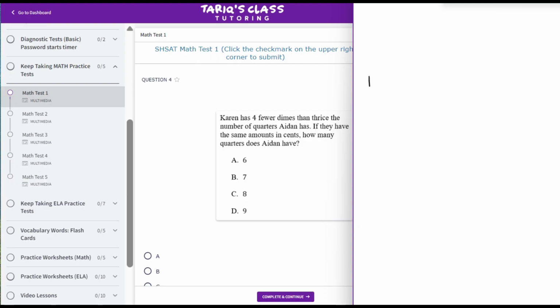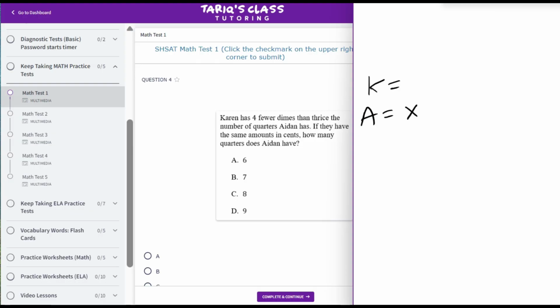Okay, so there are 2 people, Karen and Aiden. So Karen has 4 fewer dimes than thrice the number of quarters Aiden has. So we don't know how many quarters Aiden has. If they have the same amount in cents, how many quarters does Aiden have? Here we don't know who has what, so we're going to assume that Aiden has X quarters, and Karen has 4 fewer dimes than thrice the number of quarters.